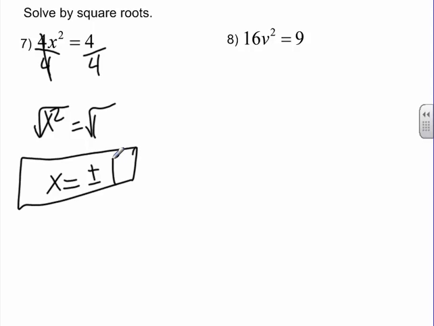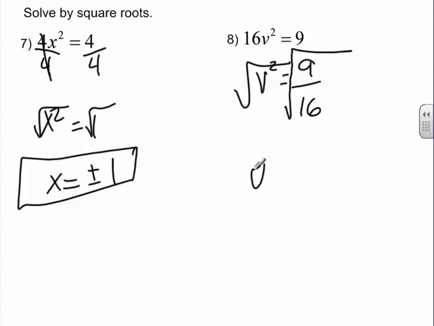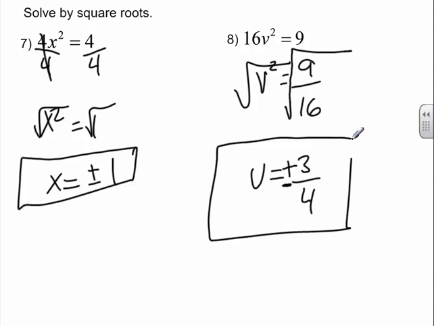2 solutions. Over here, v squared equals 9 over 16. Square root, v equals 3/4. Oh, do not forget plus or minus. 2 solutions. Alright, easy enough.